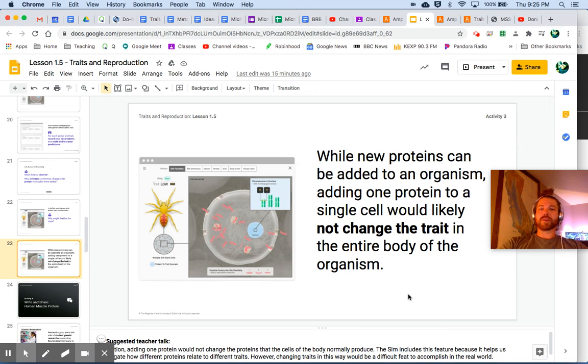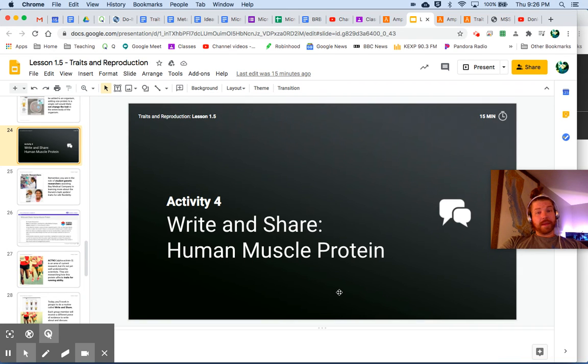Activity number 4, write and share, human muscle protein. There's more. We're not just interested in spiders, we're interested in humans too. Remember, you are in the role of student genetic researchers assisting Bay Medical Company in learning more about the Darwin's Bark spider's traits for silk flexibility. However, we just got this letter from Dr. Satari. Let's take a look at it. Let's read it together right here.